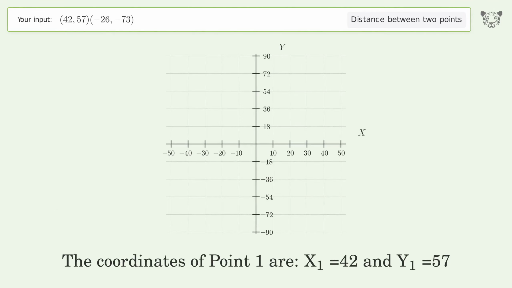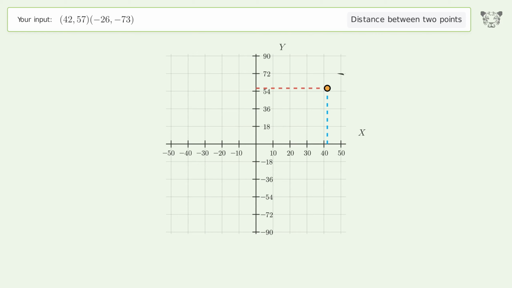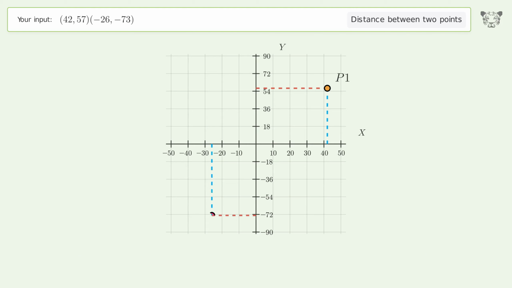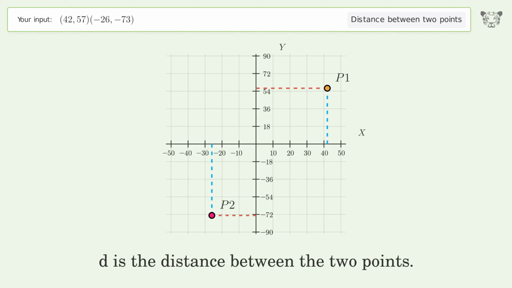The coordinates of point 1 are x1 equals 42 and y1 equals 57. The coordinates of point 2 are x2 equals negative 26 and y2 equals negative 73. D is the distance between the 2 points.